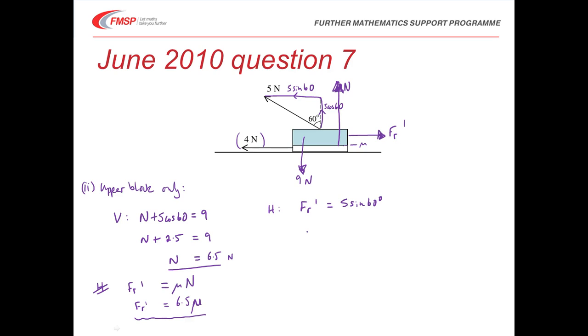Well, what do I know about the friction? Down here, I've written that the friction is 6.5 mu, and that's equal to 5 sin 60. So mu is equal to 5 sin 60 divided by 6.5. And I can just calculate that, and I got a value of 0.666.